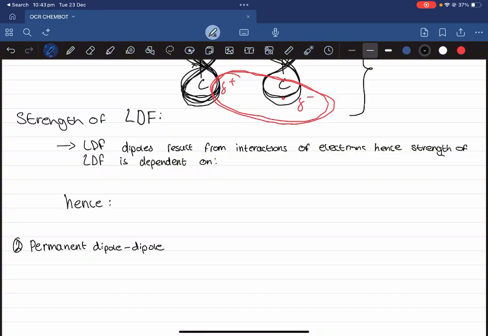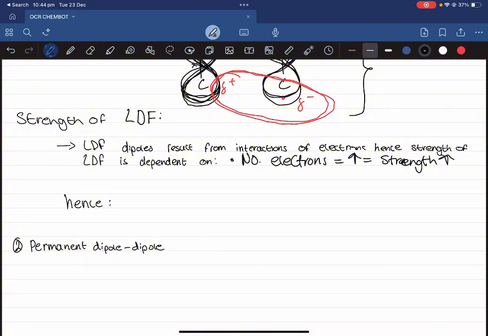Now, because those LDF dipoles result from interactions of electrons, as we stated earlier and showed, this means that the strength of LDF is dependent on a couple of the following parameters. Number one is the number of electrons. Now, I don't think I need to explain this, but if there are more electrons, then the strength increases. That's quite straightforward.